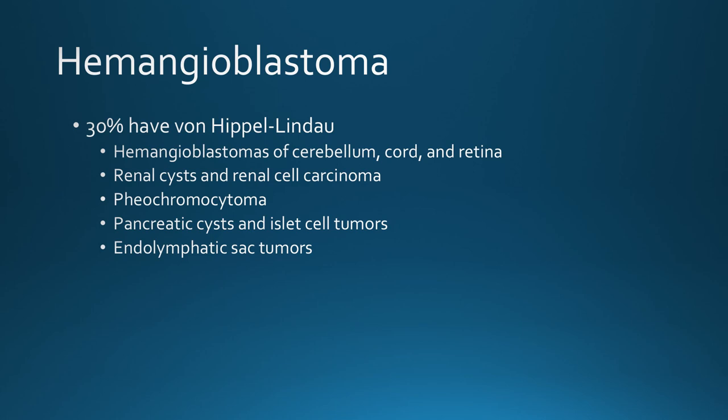About 30% will have von Hippel-Lindau, so if there's a single hemangioblastoma, the majority of those will just be sporadic. If you see multiple hemangioblastomas, they virtually all will have von Hippel-Lindau. Those patients have hemangioblastomas of the cerebellum, spinal cord, and retina. They also get renal cysts and renal cell carcinoma, pheochromocytoma, pancreatic cysts and islet cell tumors, and endolymphatic sac tumors.